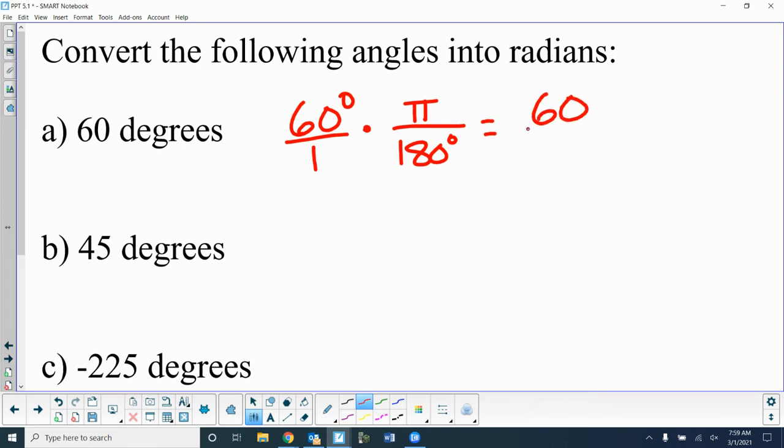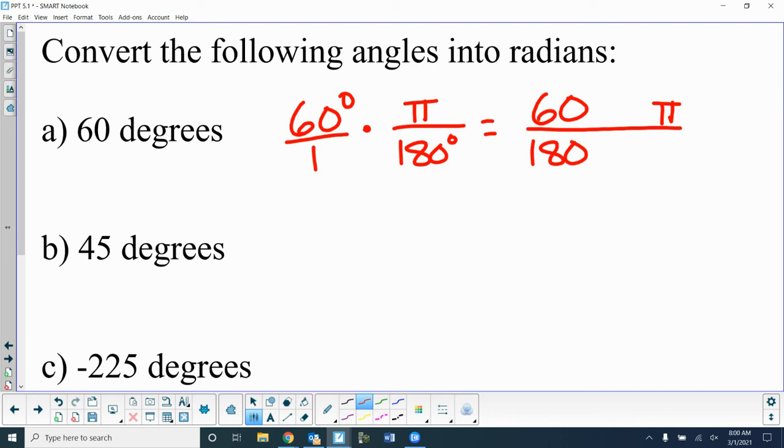I make a bigger bar for my fraction, and I just put pi up there. And then I reduce that fraction. So basically when you're going from degrees to radians, you're just dividing by 180, whatever the degrees are, and putting pi in your numerator, or right next to it if you want.